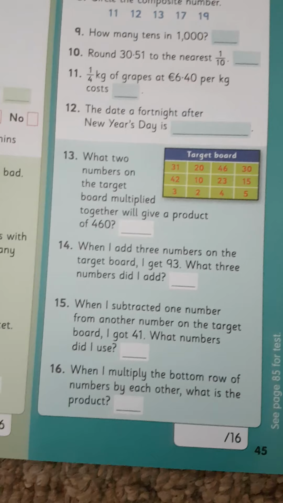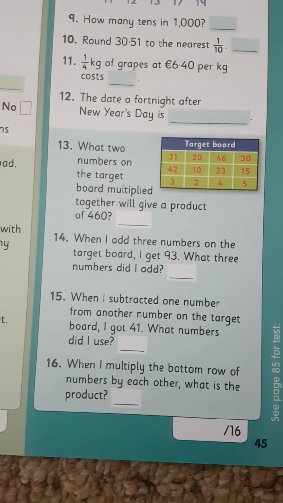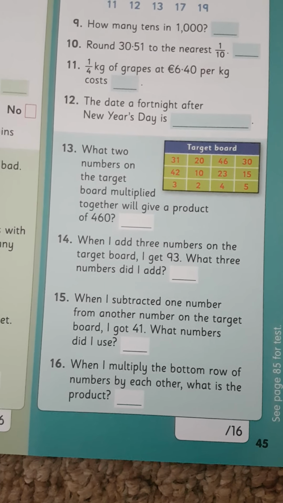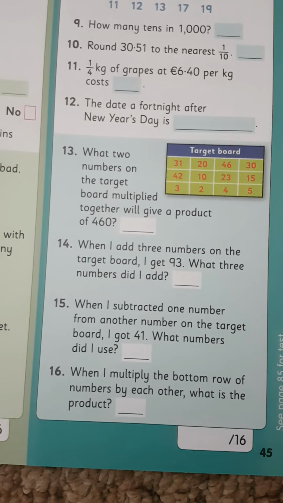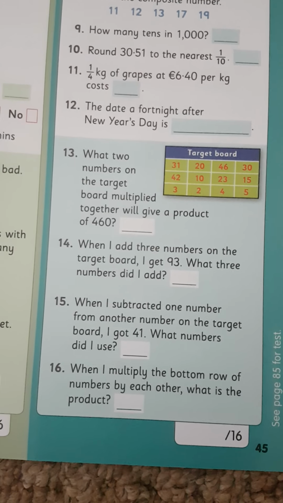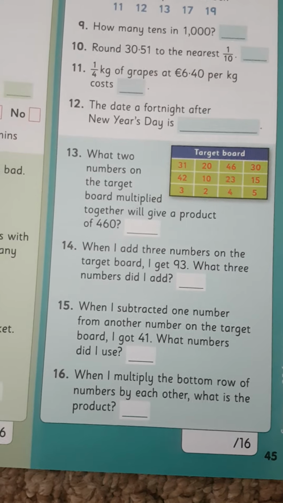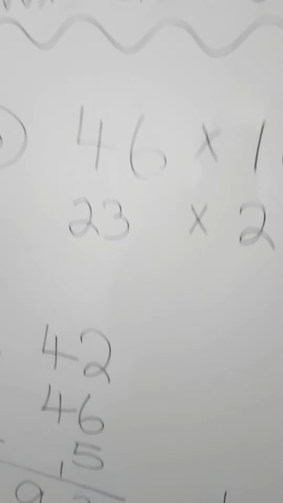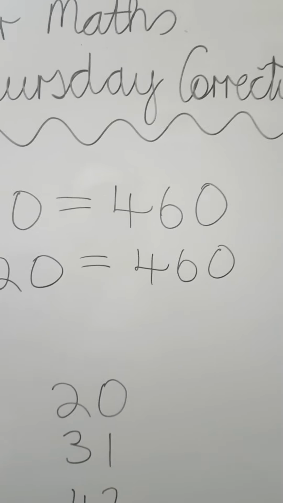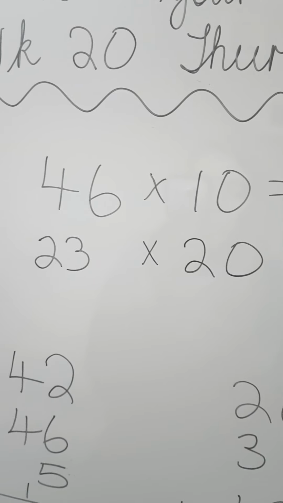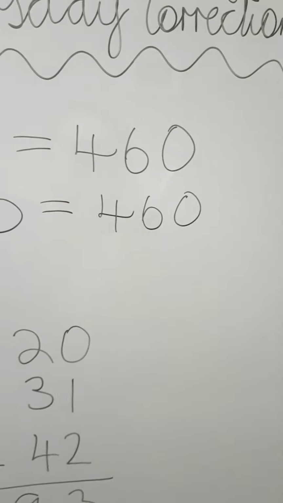Okay, so let's have a look at the problems now, and they're all based on this target board here. What two numbers on the target board multiplied together will give a product of 460? So I need to find two numbers there that when I multiply them by each other, they'll give an answer of 460. So I found two. So the easiest one was 46 times 10 would be 460, or you could have also done 23 times 20 would be 460 as well.